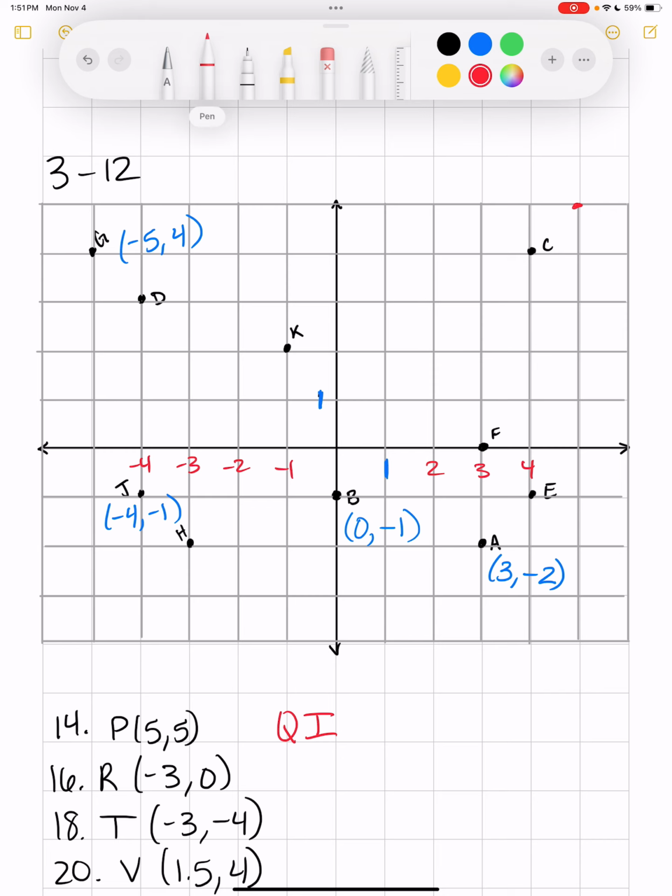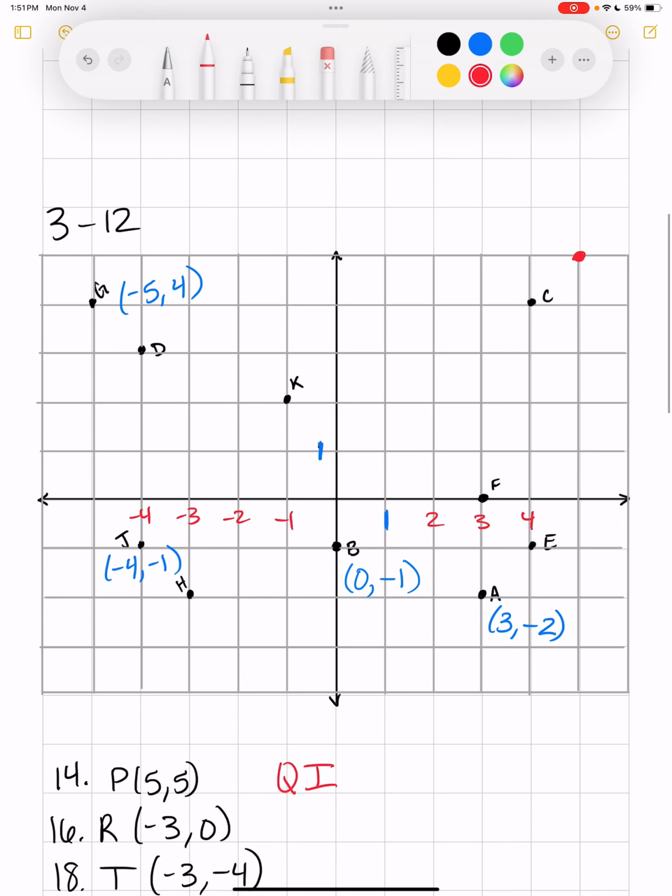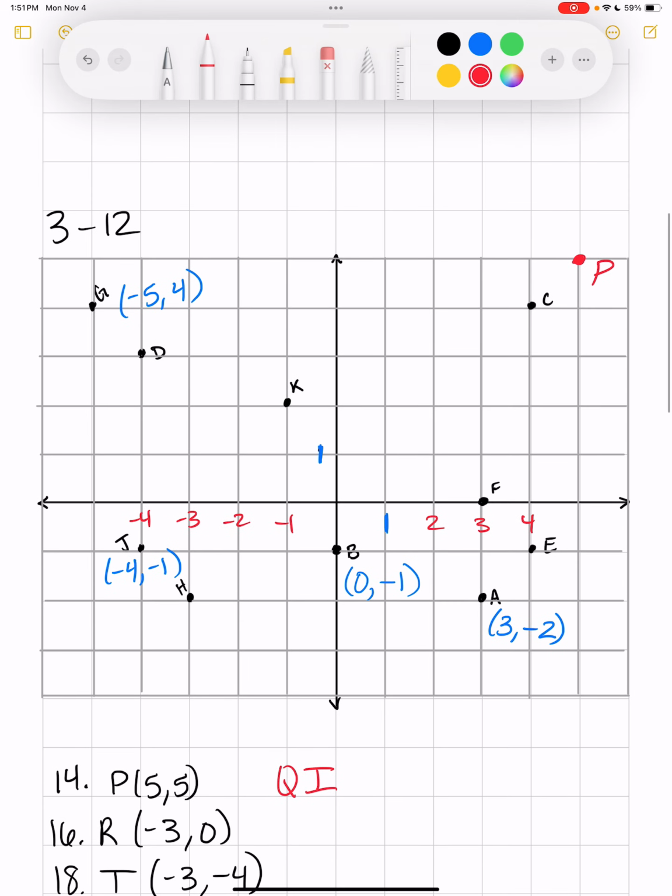This is just the label for the point. So I'm going to call this point right here P. And if you want to write beside it that that's 5, 5, you absolutely can. That's totally fine, but that's just the label so that you can put them on the graph.